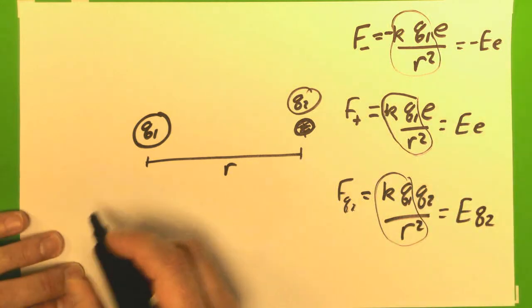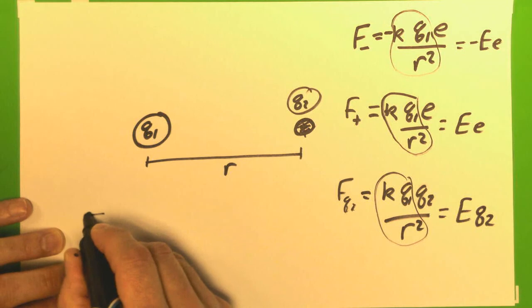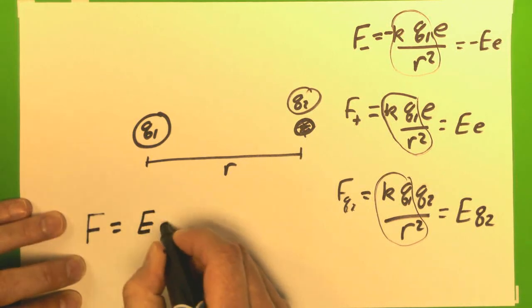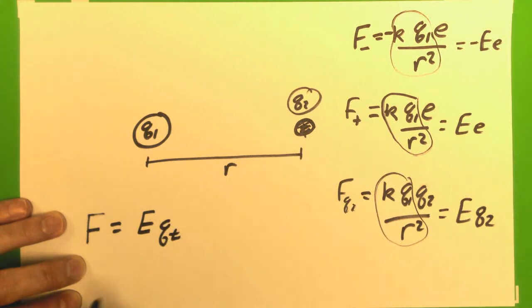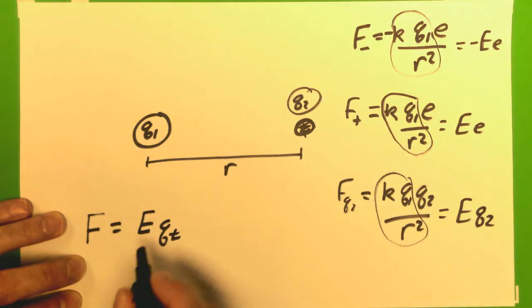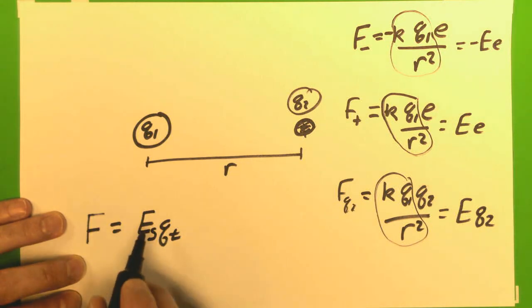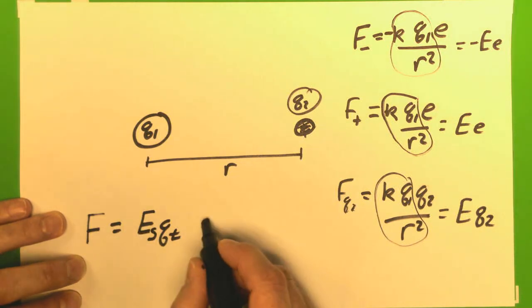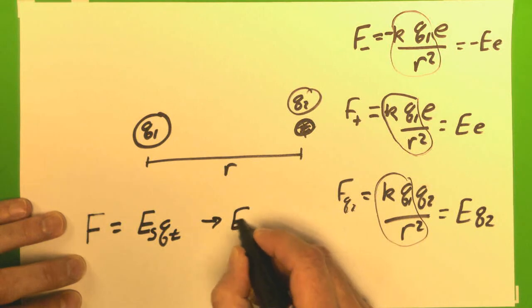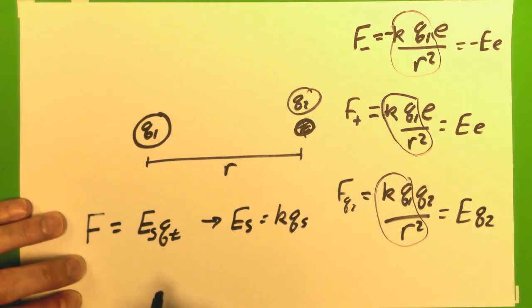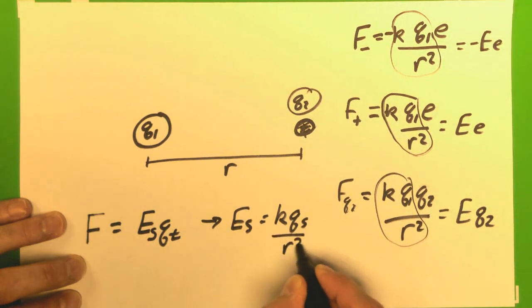So we can then reduce Coulomb's law to two parts. We can say F equals E times Q, and I'm going to put a subscript T, meaning the test charge, and I'm going to put this E sub S, meaning the source field, or the field of the source charge. And from that we can get that E sub S is equal to K Q, which I'll put an S there now to emphasize it's the source charge, over R squared.